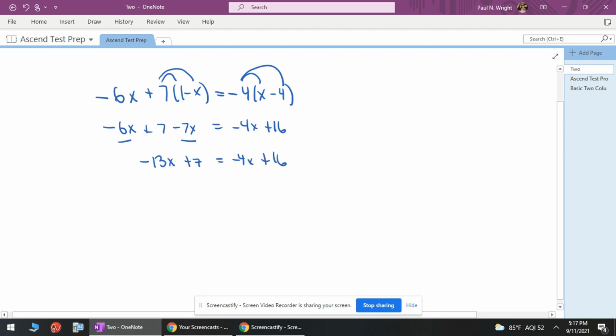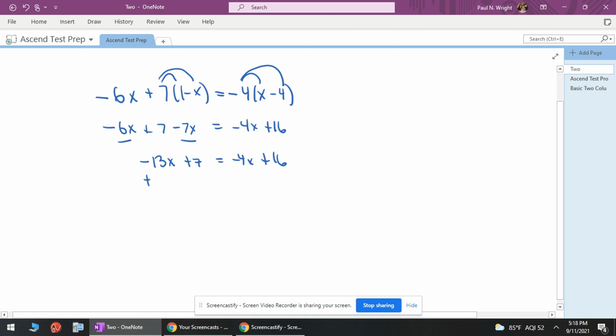Now, the one thing I always tell my fellow gangsters is this. When you want to start to solve a problem with variables on both sides, I always recommend starting with the variable first. I don't like having a negative variable. So if I wanted to, I could add 4x. But if I do that, here's the problem. Negative 13 plus 4 is still going to give me a negative number because the negative 13 is greater.